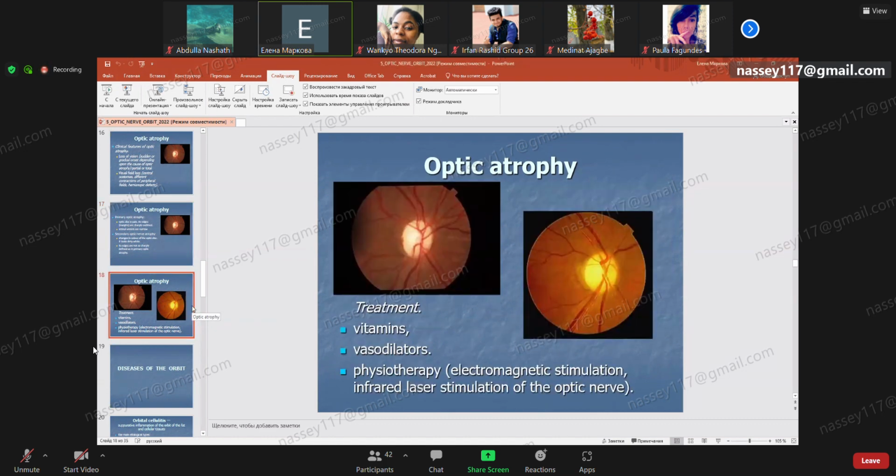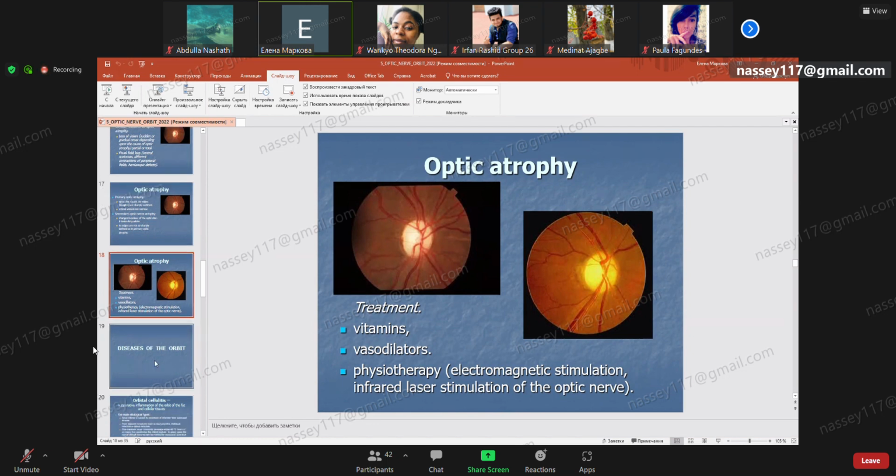Treatment. The main groups of drugs which we use in treatment of optic atrophy are vitamins, vasodilators, other vasoactive drugs, such as vitamins, antioxidants, and physiotherapy may be used in treatment sometimes. For example, it may be electromagnetic stimulation, infrared laser stimulation of the optic nerve disc, and other treatment.